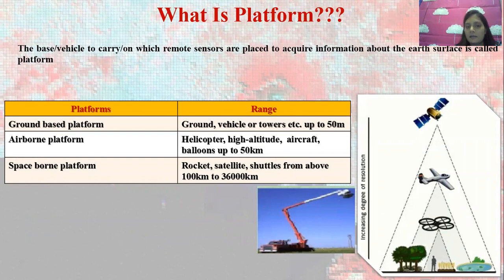Now there are three types of platform. Which are the three types of platform? There are ground based, airborne based, and spaceborne based. These three types of platform are actually used to gather the data, each with its limits. If it is ground based, they will be taking the data up to 50 meters. If it is airborne, it will be up to 50 kilometers, right? And spaceborne, we all know, 100 kilometers to 36,000 kilometers. So you have to remember the range and which types of platforms there are.